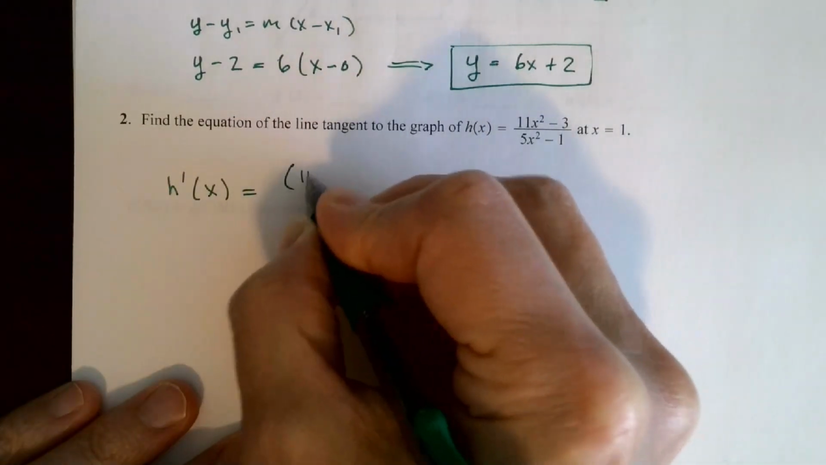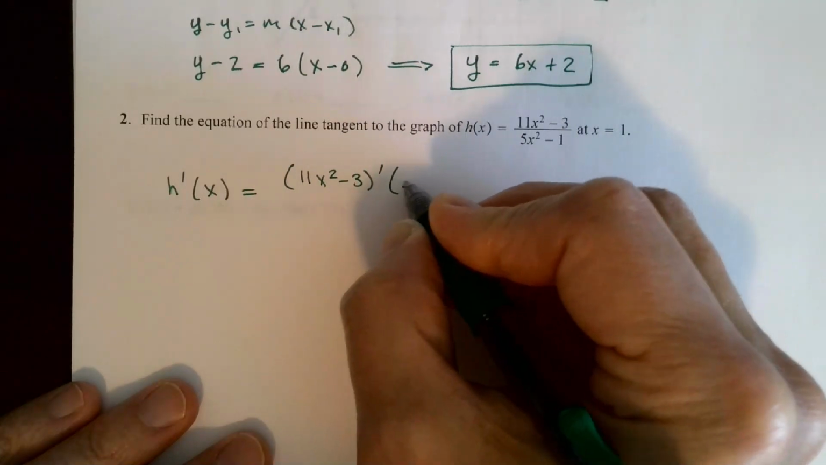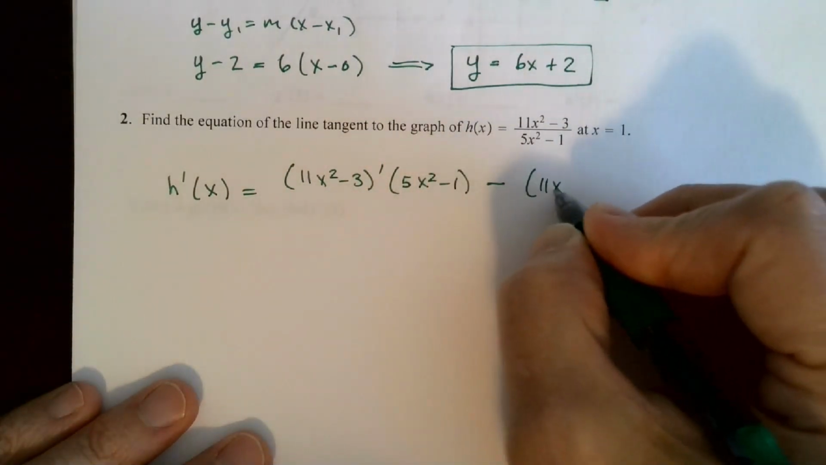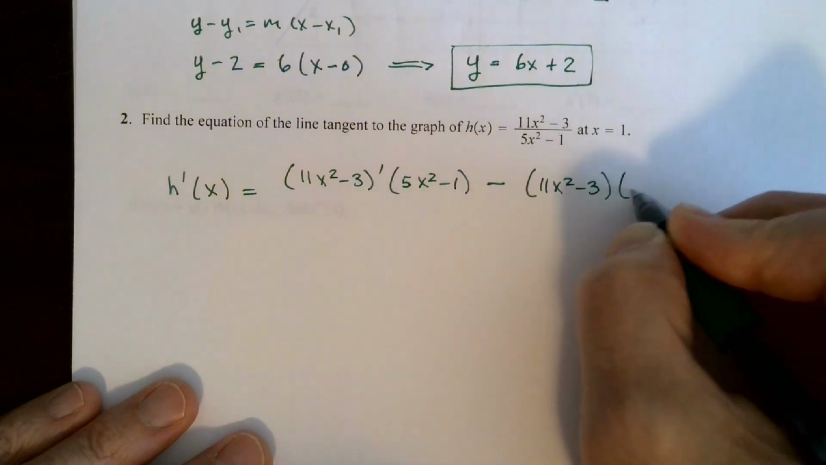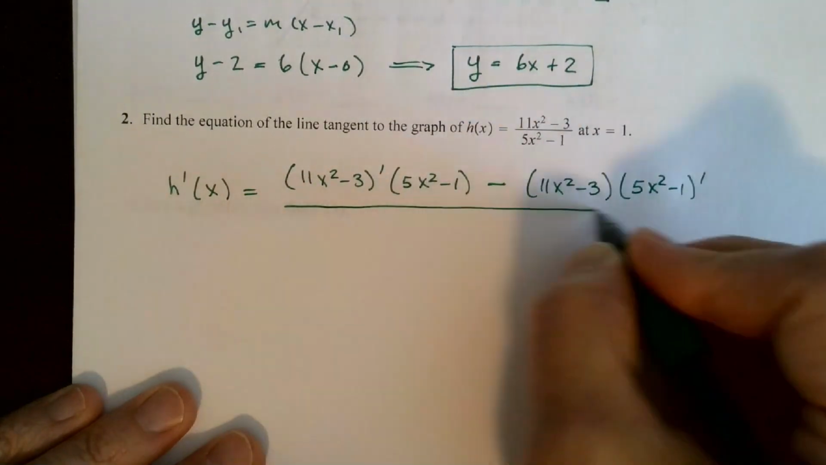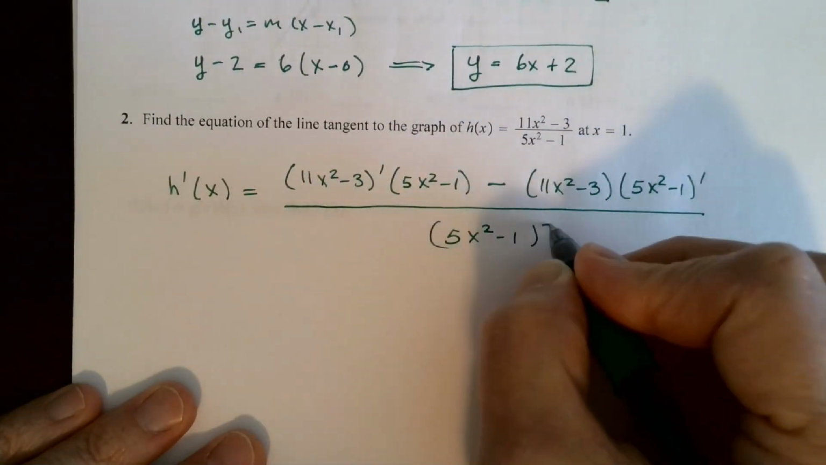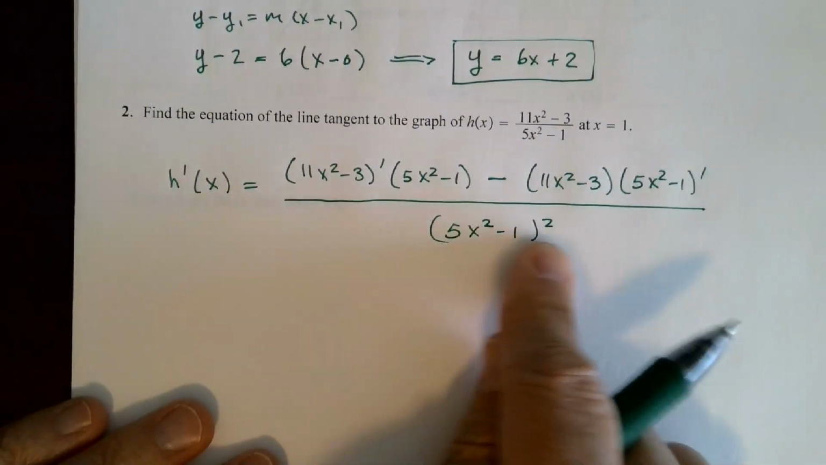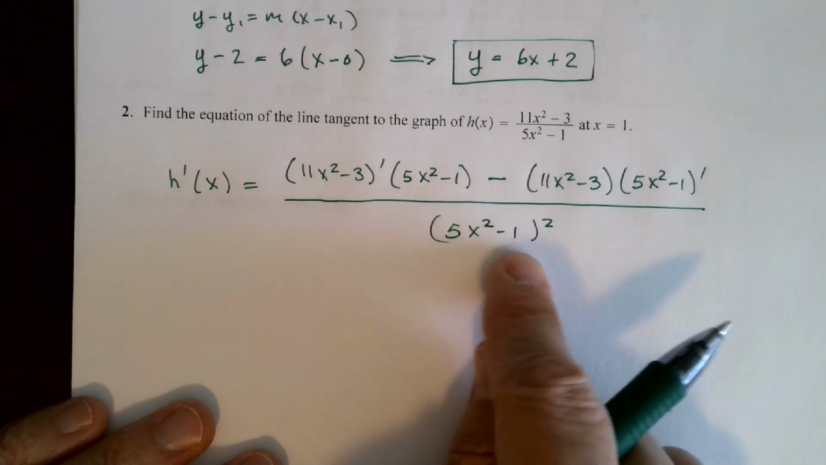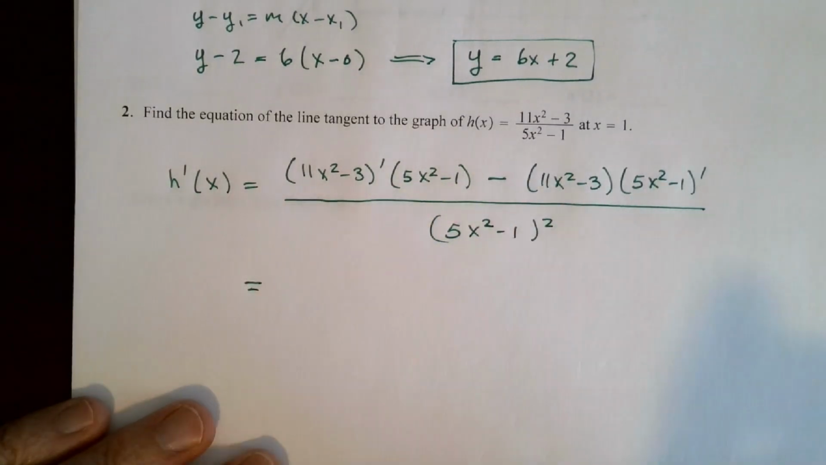Derivative of the top times the bottom minus the top times the derivative of the bottom, all over the bottom squared. By the way, I never square out this thing in the bottom. I leave it just like that. It doesn't really help to simplify by expanding that out.